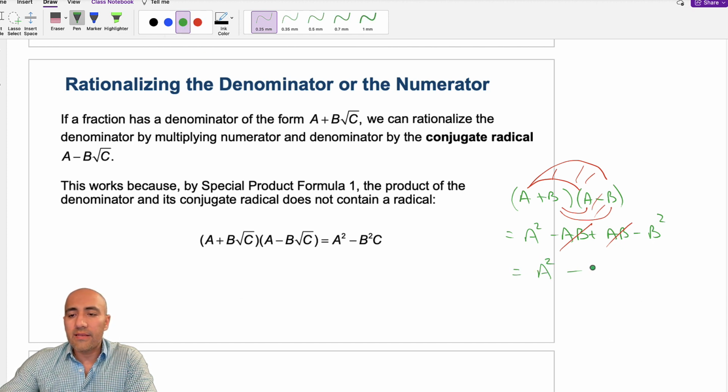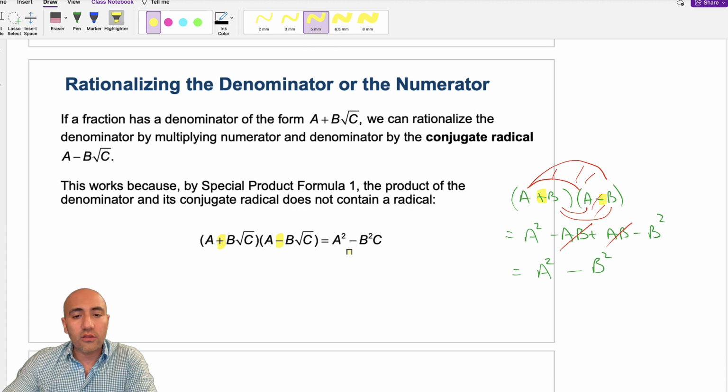A squared minus b squared, right? So this is a shortcut pattern. Here, the role of a is a, of course, and b, instead of just b, it's b root c. So we have a case where we have two binomials that are identical in every shape except that one has a plus, one has a minus, just like over here, one has a plus, one has a minus.